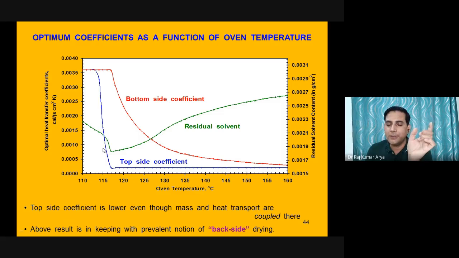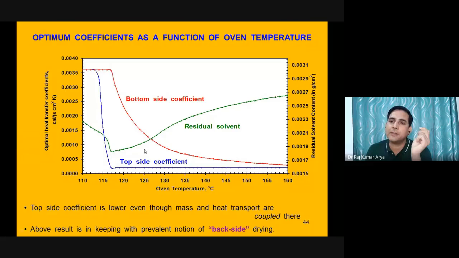Now what I am getting here, if I see in this particular temperature range, the objective function is residual solvent. If I see the curve of the residual solvent, initially it was high, then it went down, and this is the point where it came to the lowest one.